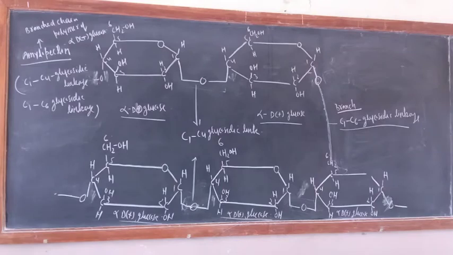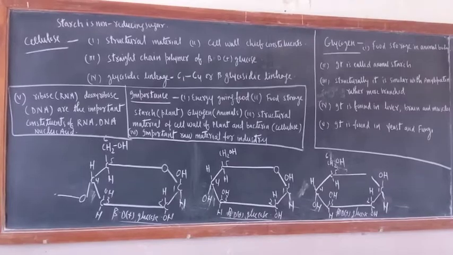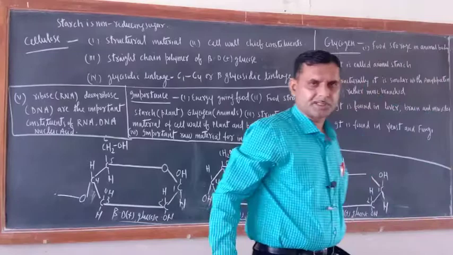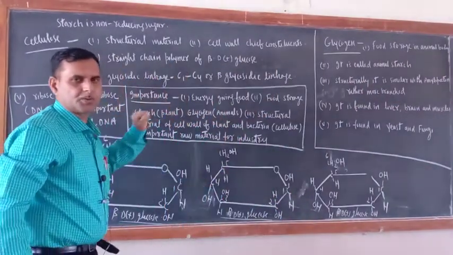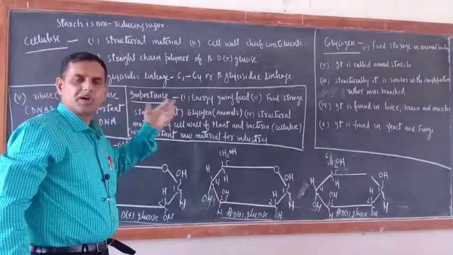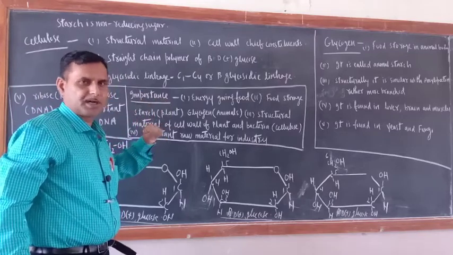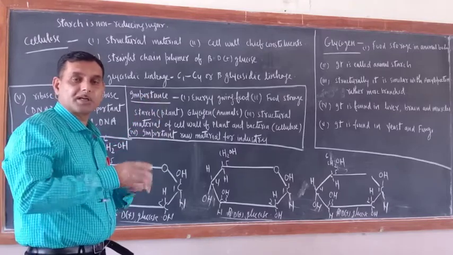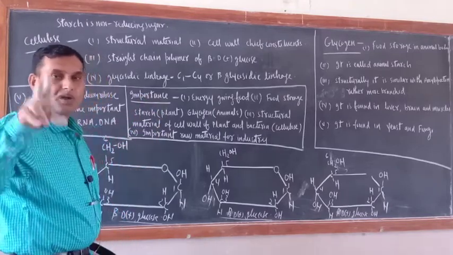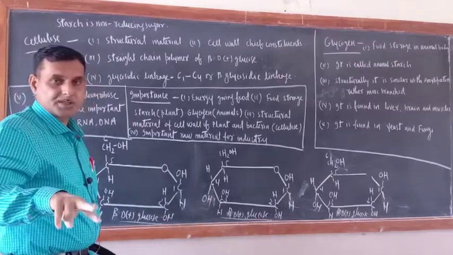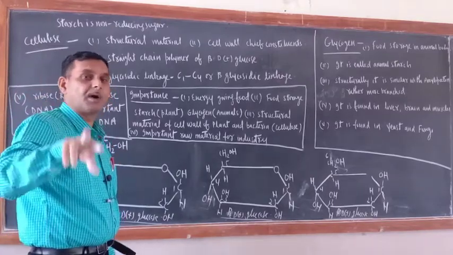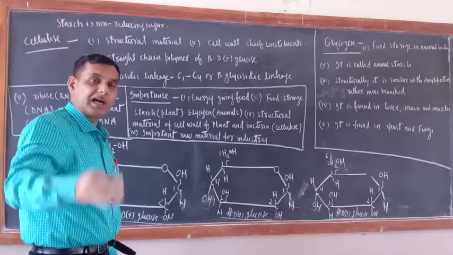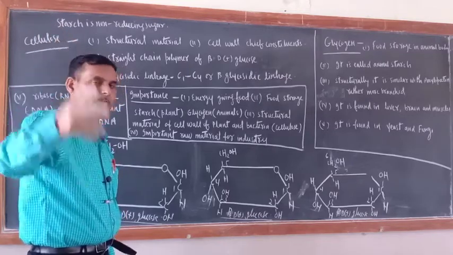Now next one is cellulose. But please, one more thing about the starch. Starch is a non-reducing sugar. What are the reducing sugars and what are the non-reducing sugars, I have already explained. Examples of reducing sugars: glucose, fructose, then lactose, maltose, they were the reducing sugars. And what characteristics they have got, that also I have explained.